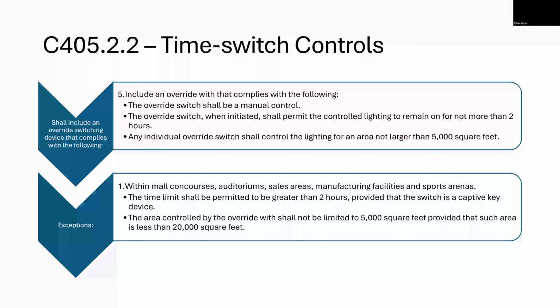And then exceptions are within mall concourses, auditoriums, sales areas, manufacturing facilities, sports arenas, things like that. The time limit shall be permitted to go above 2 hours, provided that there is a captive key override device. The area controlled by the override shall not be limited to 5,000 square feet, provided that such an area is less than 20,000 square feet. So there's a range, which, you know, makes sense with malls, auditoriums, sports arenas, etc.